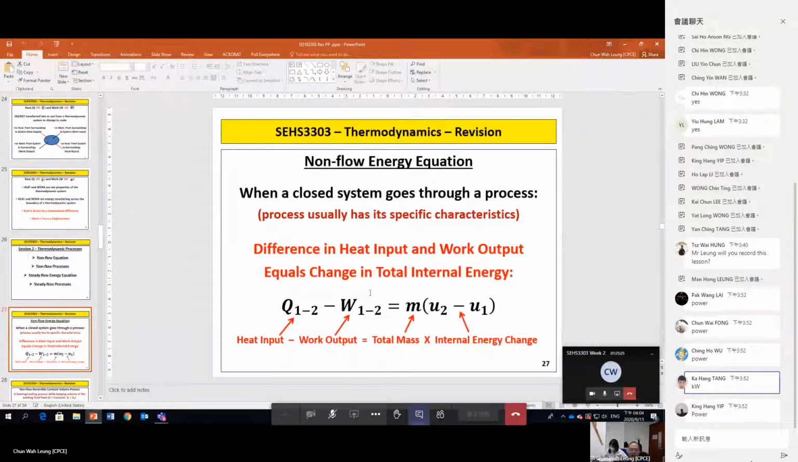So therefore, m is the total mass inside the system. So if we have 10 kilograms of air inside the system, the mass is 10 kilograms. So this is the non-flow equation. Heat during 1 to 2 of the process, minus the work done during 1 to 2 of the process, equals the total mass times the internal energy change. A very simple energy statement gives you the non-flow energy equation. Remember this equation.